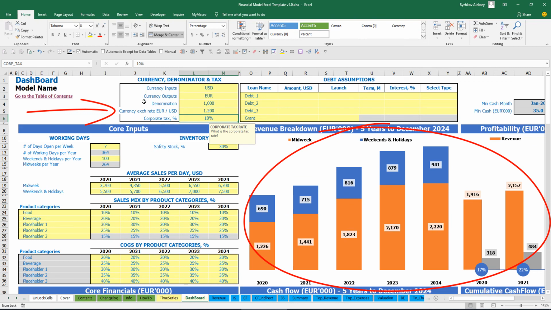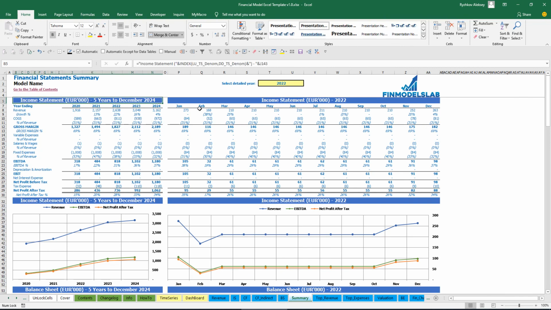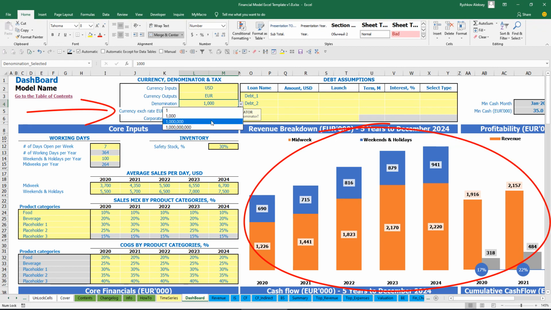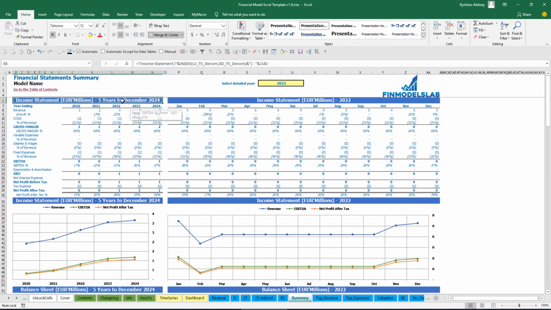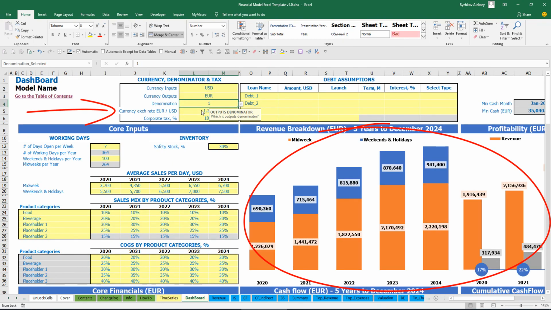In this case you will have in the model all your inputs in United States dollars, all your outputs in euros, and there will be a conversion rate between currency inputs and currency outputs. Additionally you have denomination, which means that you can denominate all your outputs on the reports. In this example we have denomination 1000, which means that your outputs are denominated by 1000. You can select millions. You may see that now it is in $1,000,000. You can set also billions or without any denomination.